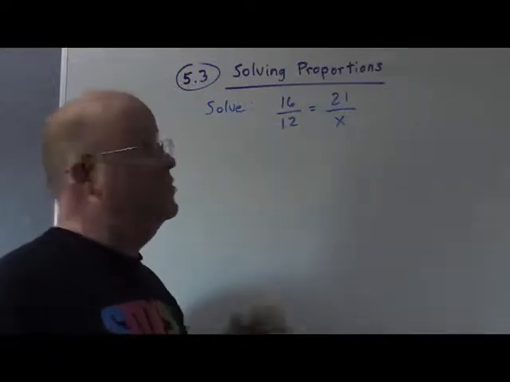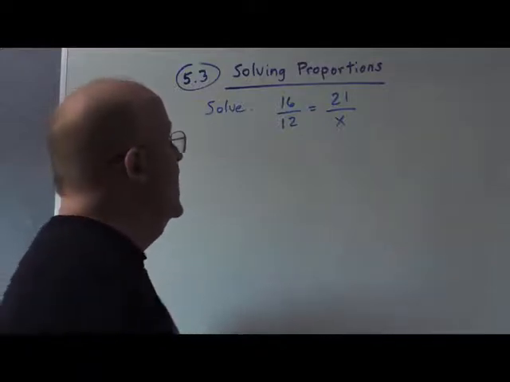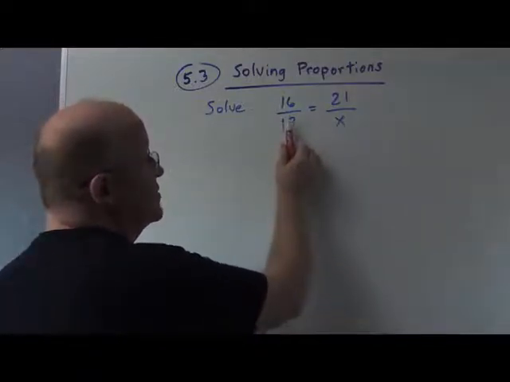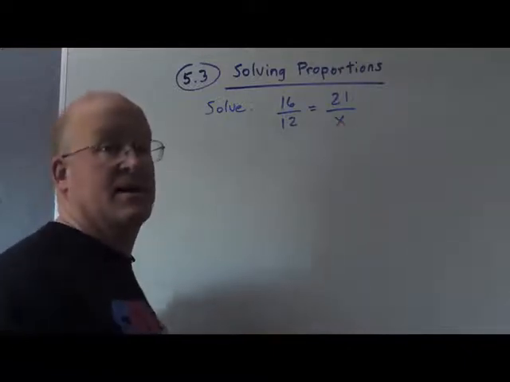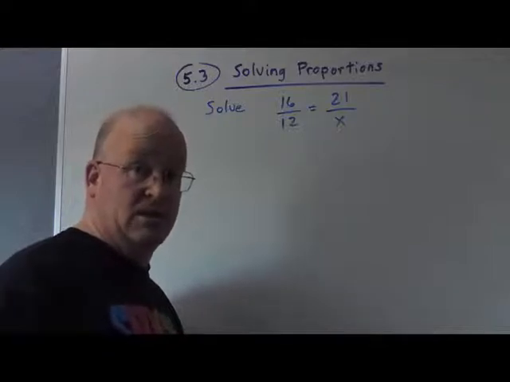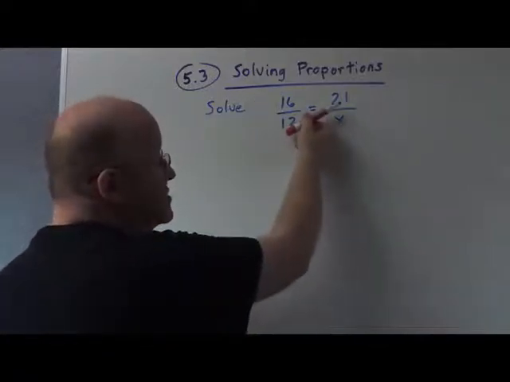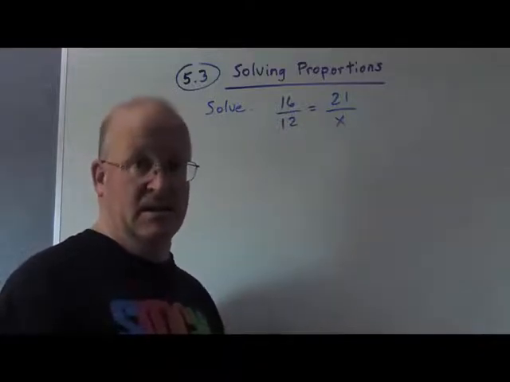Now let's solve the proportion 16 over 12 is equal to 21 over x. And I'd like to reduce this first fraction here. I cannot reduce the 21 and the 12 because that's across an equal sign, and I can only cancel across a multiplication sign. We can cross multiply across an equal sign, but we cannot cancel across an equal sign.